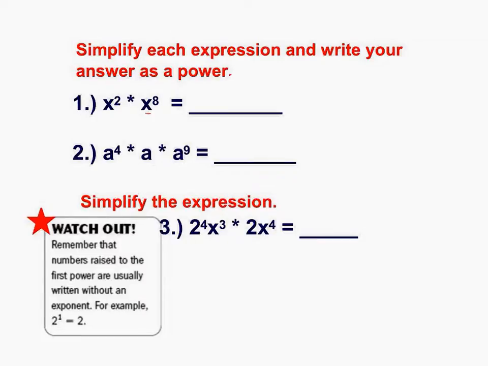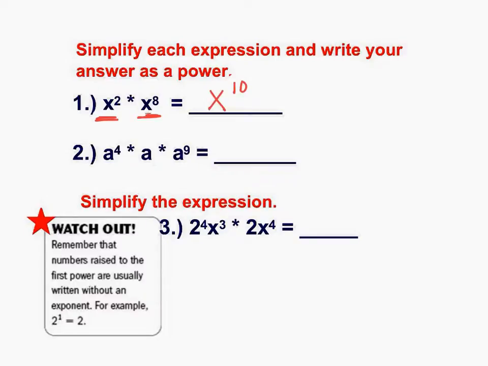In number 1, it says x to the second times x to the eighth. So we have a multiplication problem. We notice that both of our bases are x's, so the rule says let's add our exponents. So we add 8 plus 2, and we get x to the 10th power.